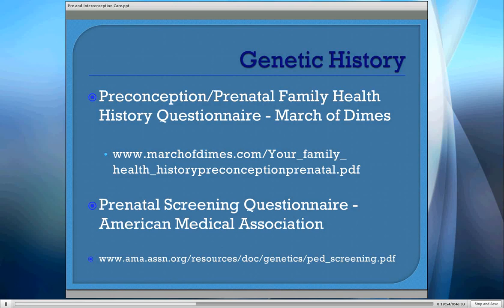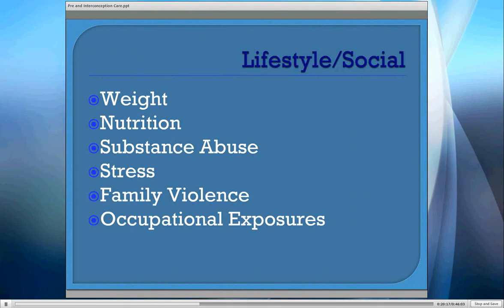Specific questionnaires can facilitate screening for genetic risks. The Preconception Prenatal Family Health History Questionnaire can be obtained from the March of Dimes. The prenatal screening questionnaire comes from the American Medical Association. Both of those tools can be downloaded for use. Assessment of lifestyle factors that influence pregnancy outcomes is part of preconception care.